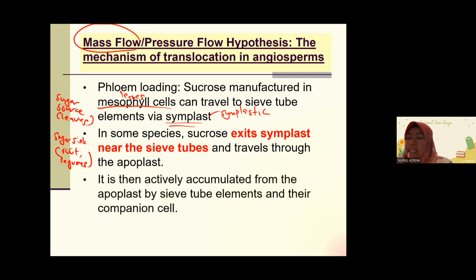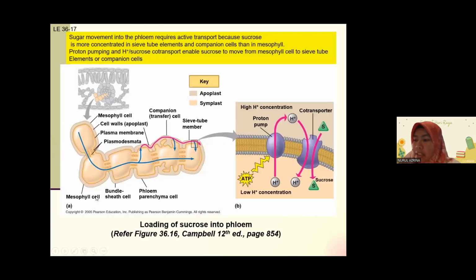In some species, sucrose exits the symplast near the sieve tube and then travels along the apoplast. It is then actively accumulated from the apoplast by the sieve tube elements and their companion cells. So to understand this, let's look at this picture. So this is a mesophyll cell of the leaf. So sugar is manufactured here. So this is your source of sugar. Sugar is transported using the symplastic route. You can see here, this is the symplastic route.